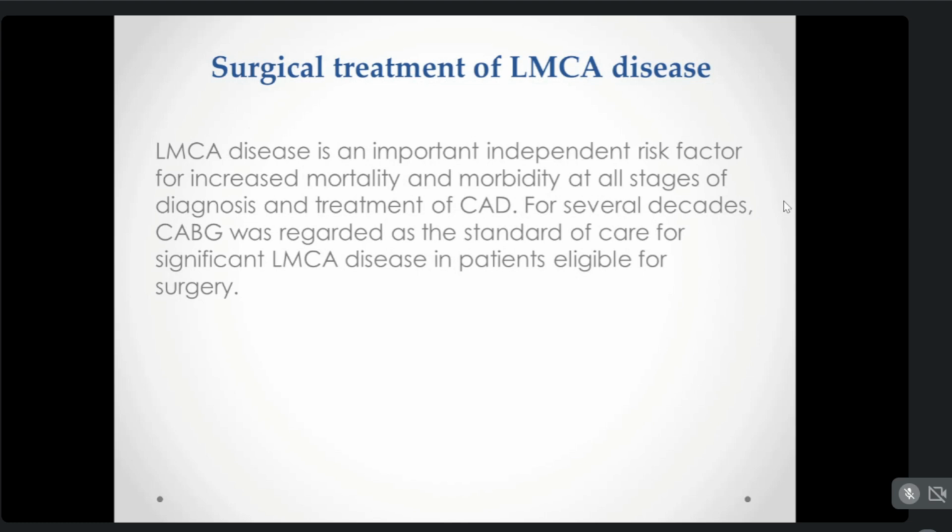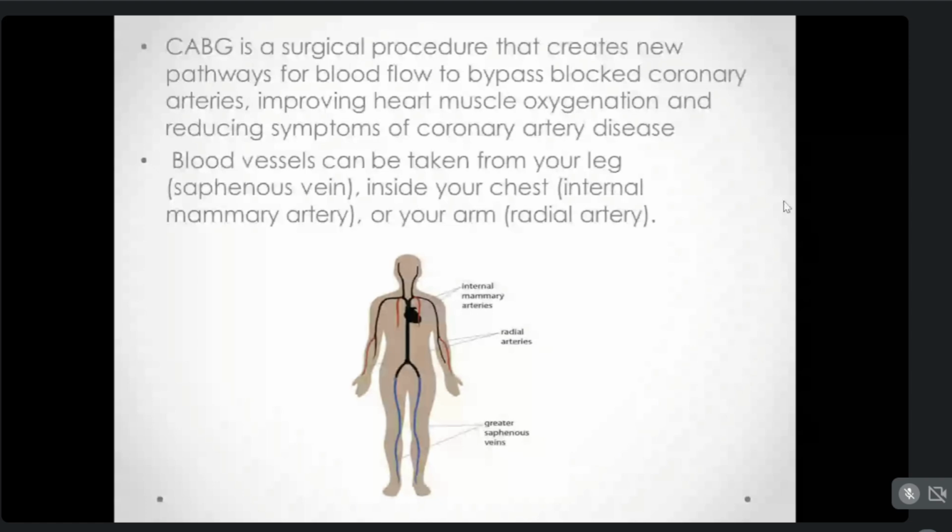The coronary artery bypass is a way of improving heart muscle oxygenation and also reducing the symptoms of coronary artery disease. The blood vessel can be taken from your leg, the saphenous vein, as you can see here, or also from inside your chest, the internal mammary arteries, or also your arm, the radial arteries.